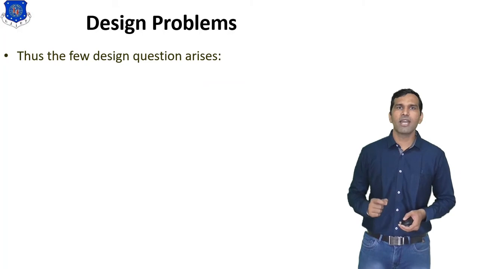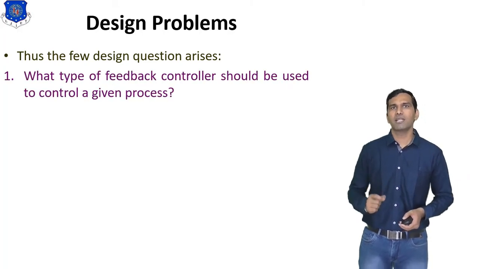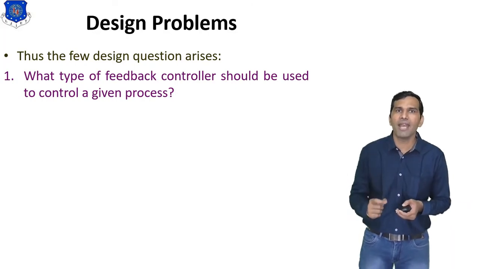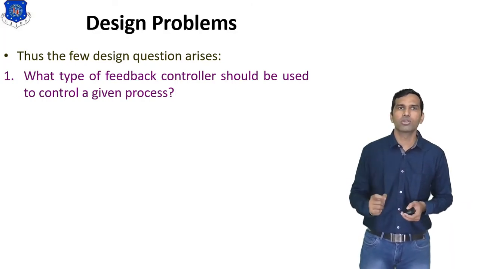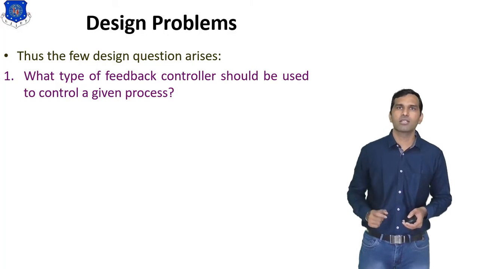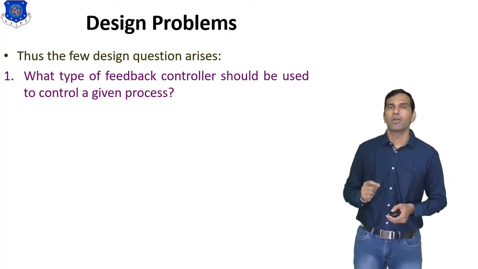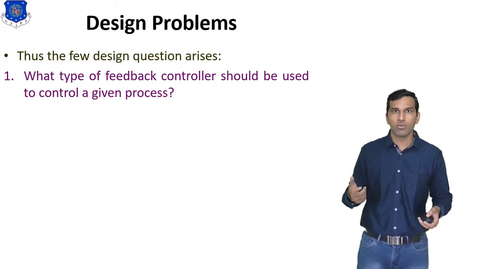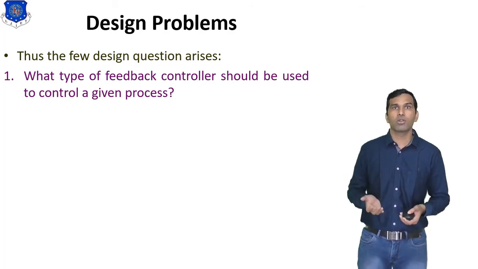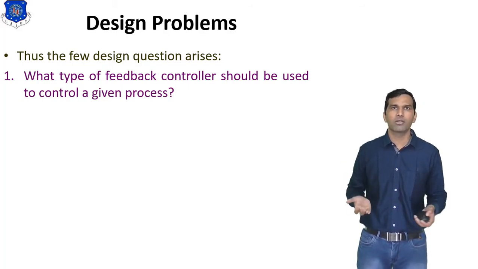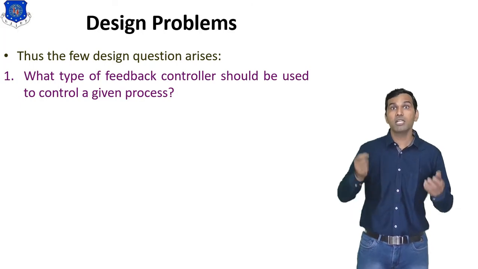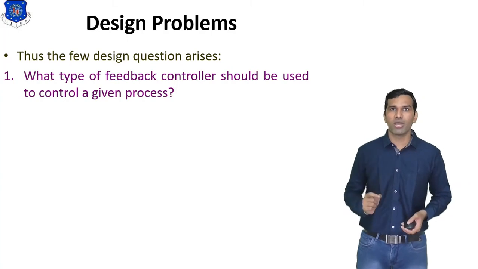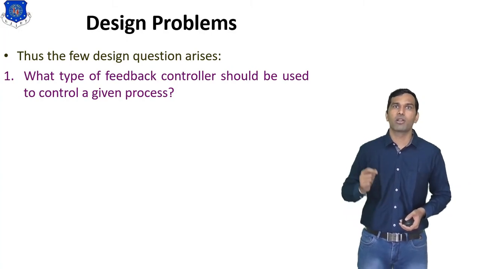Thus, a few design questions arise. Which are those questions? The first question that comes to our mind is, what type of feedback controller should we use to control a given process? That means which controller do we use: P controller, I controller, or D controller, or a composite controller like a PI controller, PD controller, PID controller. Which controller is best for controlling the system? So this is the first challenging question for us.